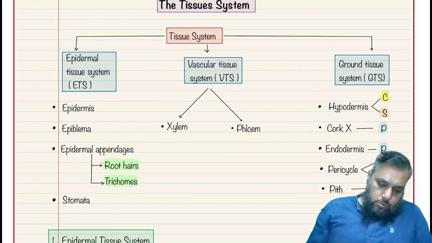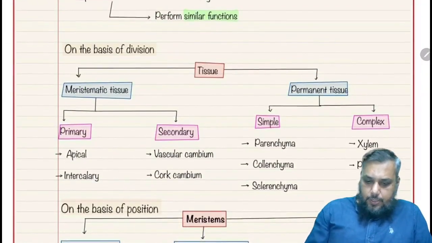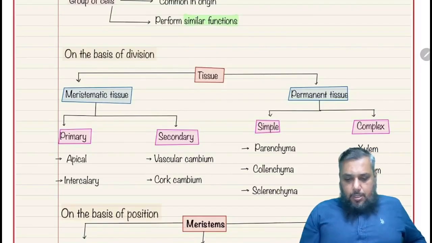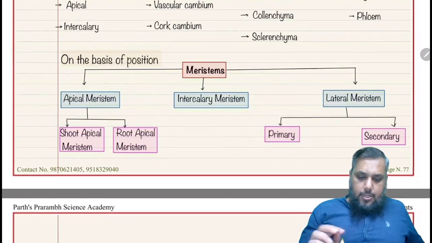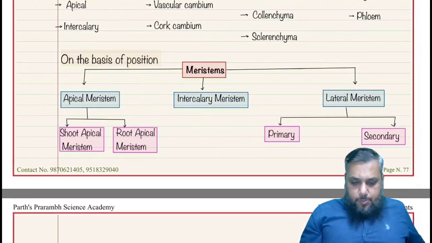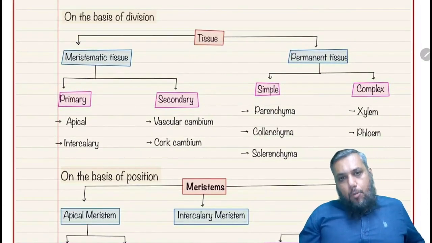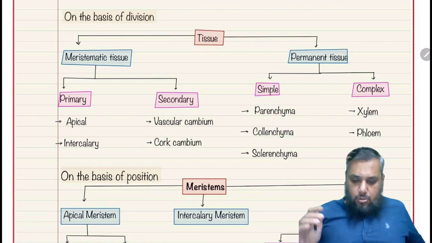Right? Now we are clear with this, with the tissues being meristematic and permanent. Meristematic being primary and secondary with respect to their origin. Meristematic being apical, intercalary, and lateral with respect to their position. Permanent tissues, simple and complex. Simple is made up of only one type of cells. They are parenchyma, collenchyma, sclerenchyma. Complex is classified as xylem and phloem.